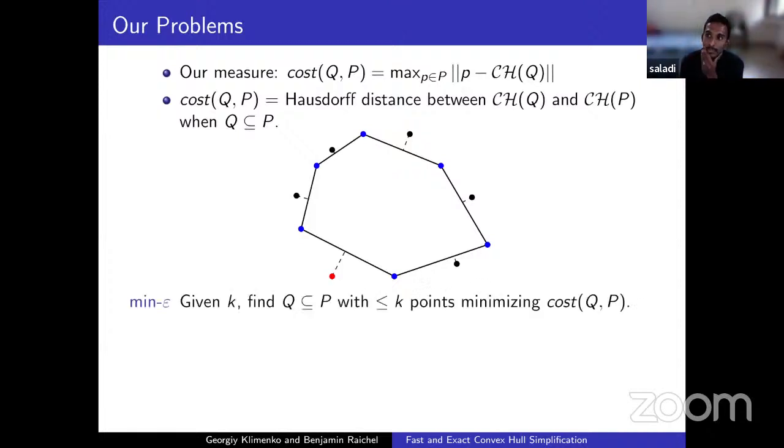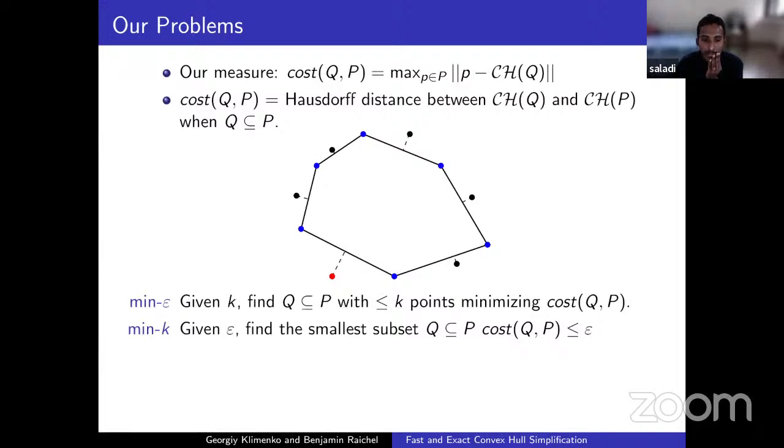We are either given a bound on the subset size and we minimize the cost of Q, P, or we are given a bound on the cost of Q, P and we minimize the subset size. We call those problems the min epsilon and min k versions respectively. We can also consider the same problems but restrict the given point set P to be in convex position, and this gives us another two versions, for a total of four versions.